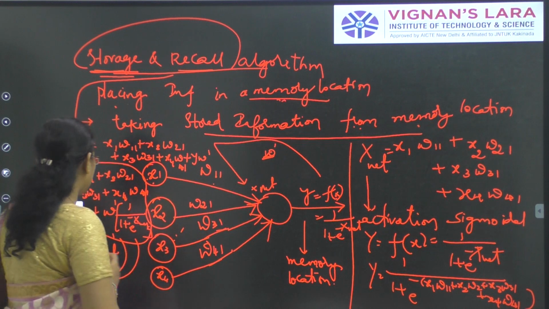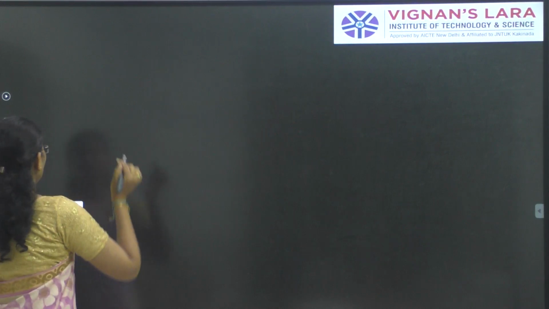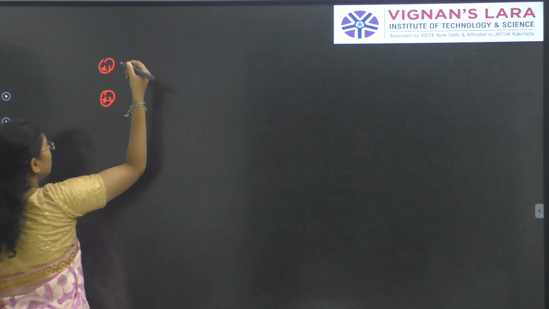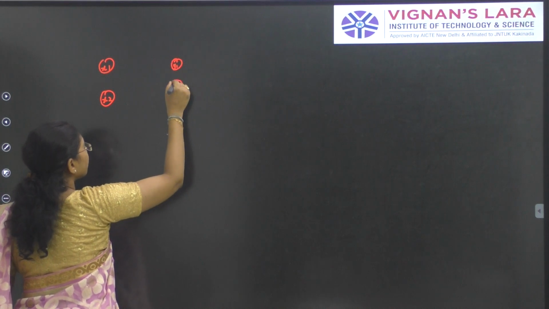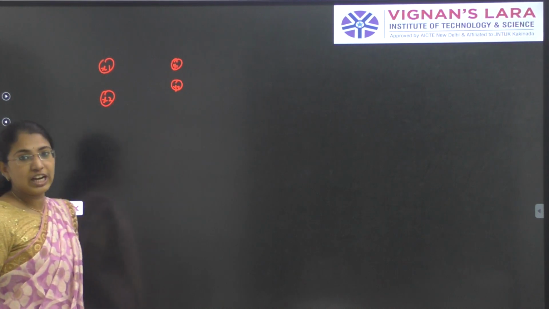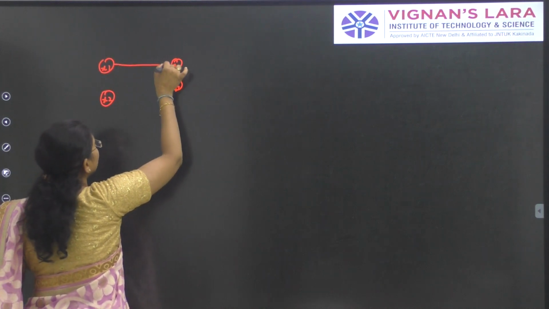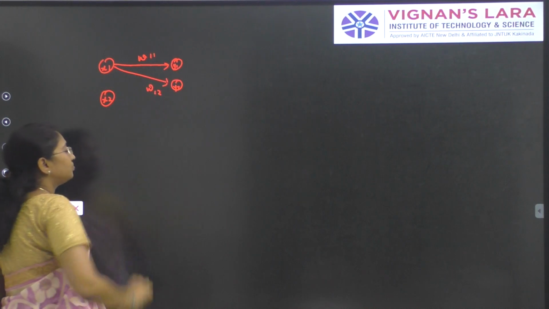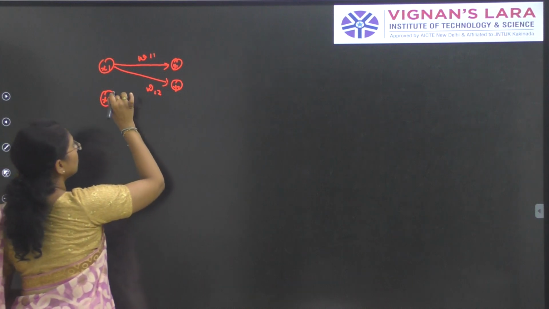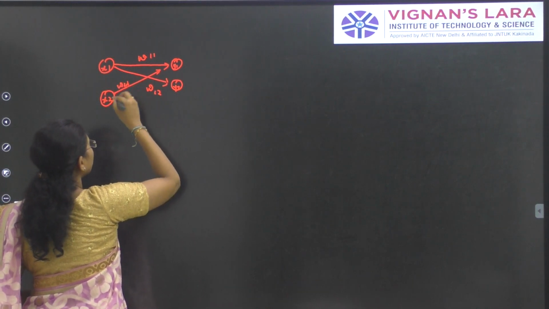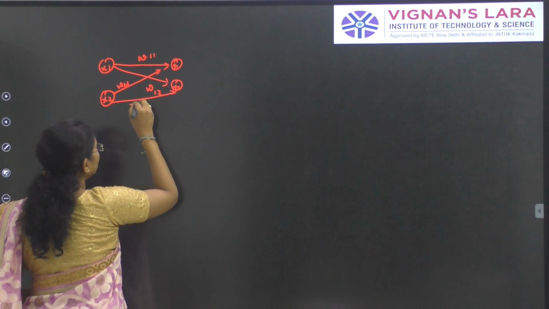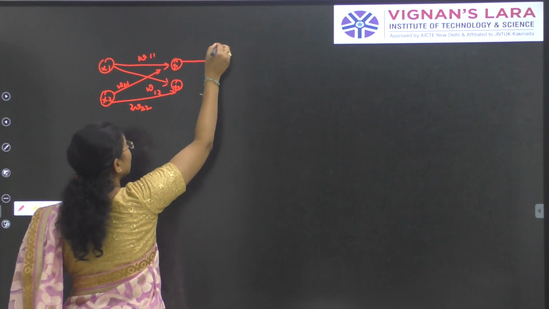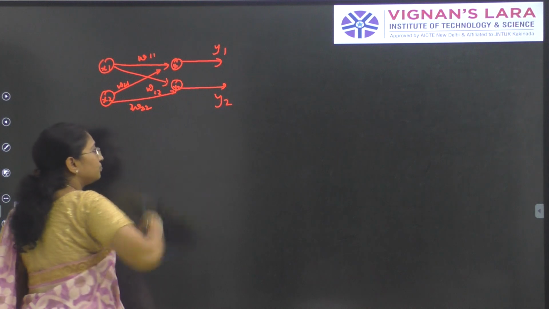Let us consider another example. I am considering x1, x2 as two inputs, and y1, y2 as two outputs of the network. x1 is passed through w11, x1 is passed through w12, x2 is passed through w21, and it is also passed through w22. So you are getting two outputs of the neural network as y1, y2.